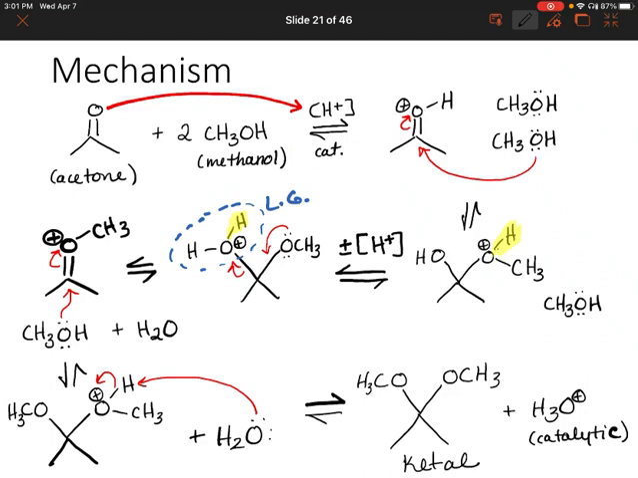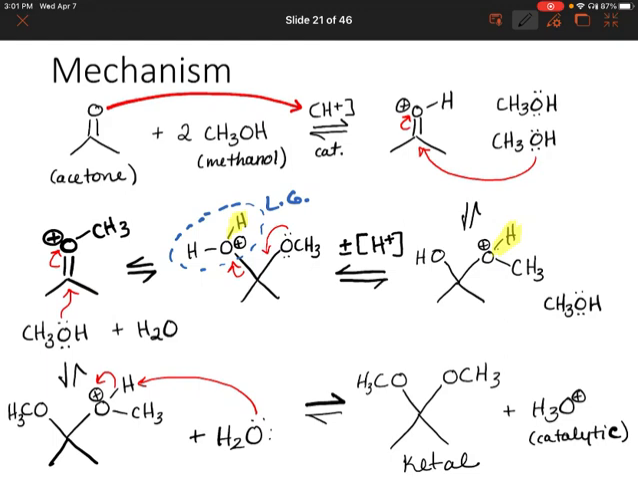And this would be the same for an aldehyde. So if we showed this same process with formaldehyde, we would see the same thing, but the two groups on the bottom would be hydrogens instead of methyl groups.